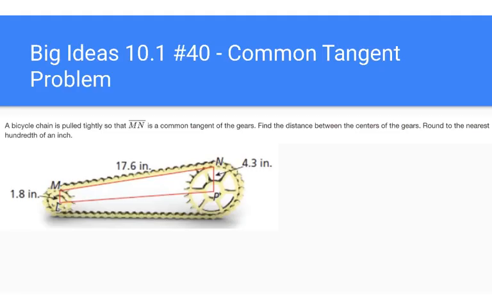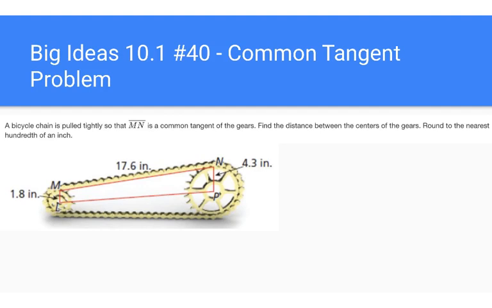Another type of problem that you were asked to do is something called a common tangent problem. They're actually a good problem to have a strategy for, so we're going to learn that strategy today. Congratulations if you figured it out on your own. You were not alone if you had trouble with it, and that's totally fine. That's why we're going to look at it now.